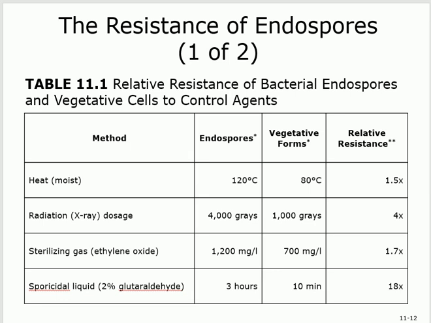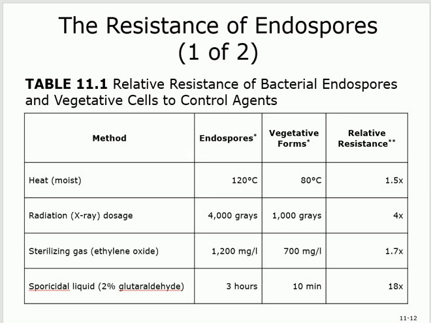So here are different agents. You don't have to know all these details. All I want you to know here is, look at the method. We can use heat. We can use radiation, like X-ray. We can use sterilizing gas, like ethylene oxide. We can use sporicidal liquid, like glutaraldehyde, for example. So these are examples. The only detail that I want you to know is this.